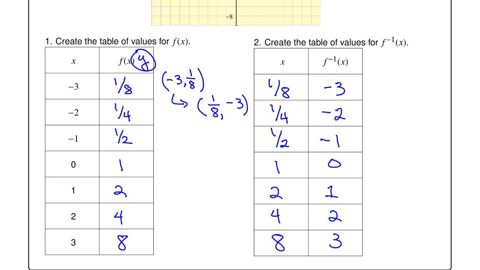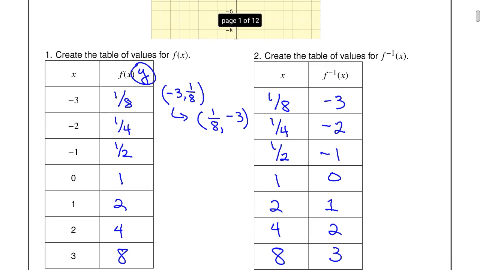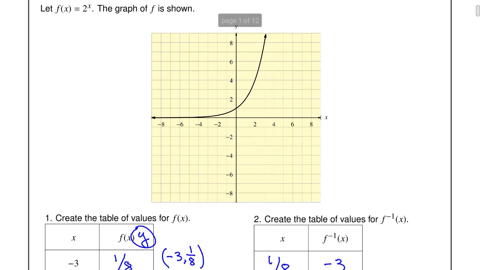Then on the next page, it says plot the points for f inverse. I'm just going to take all of these points and plot them. So we have, let me start with (1, 0). Then we have (2, 1), (4, 2), and (8, 3). And then the fractional ones, these are a little bit more difficult, but no problem. (1/2, -1), (1/4, -2), and (1/8, -3).